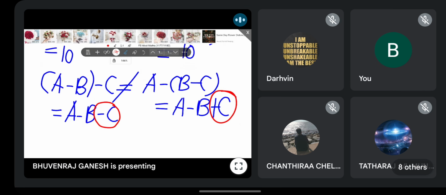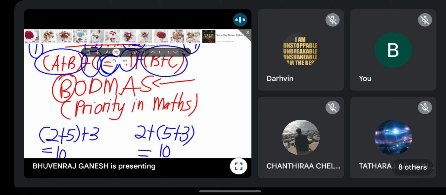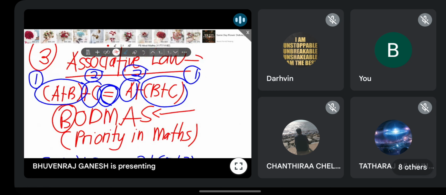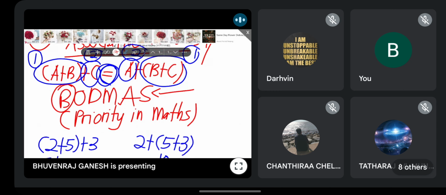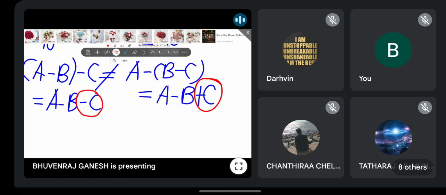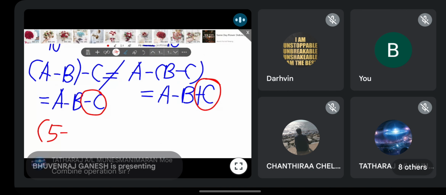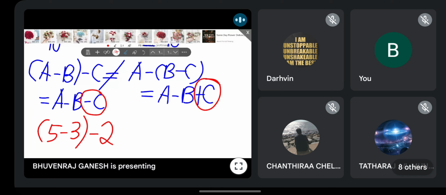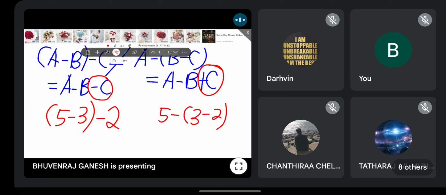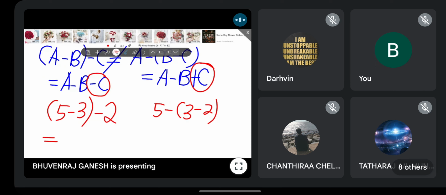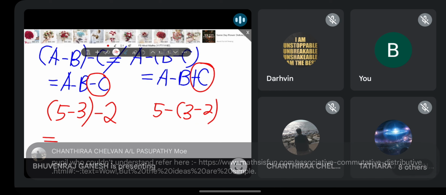Understand, guys? So this is what they tell you in the associative law, for plus and minus also. Nothing about times and divide so far. If you want to understand better, maybe you can use numbers, something like combine operation, correct? Let us say I got something like this. So guys, on the left hand side, what is the answer? Can you all tell me? Left hand side.